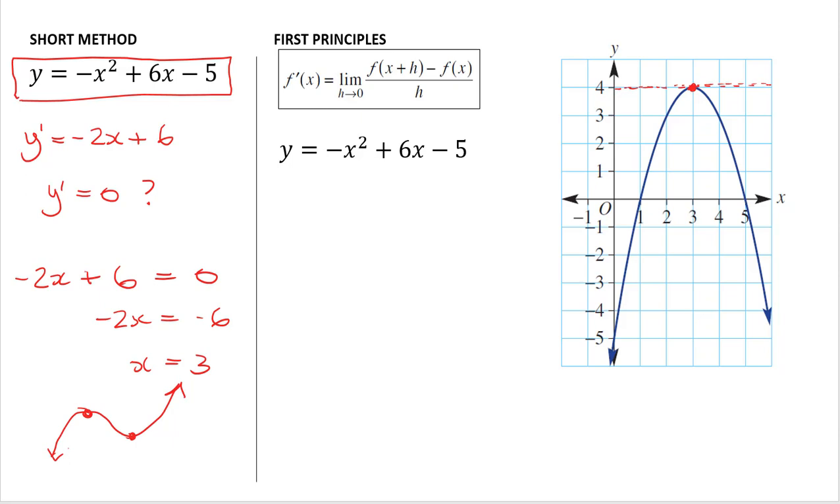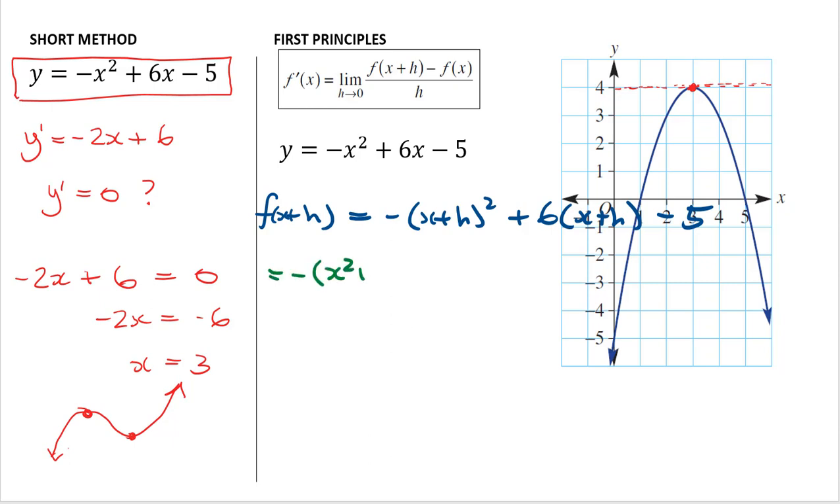Very quickly to finish this video off, if we did first principles, a little bit more complicated with more expressions here, we would do f of x plus h, so minus x plus h squared plus 6 lots of x plus h minus 5. Let me just change the pen there. If we expand that term out, we're going to get minus x squared minus 2xh minus h squared plus 6x plus 6h minus 5.